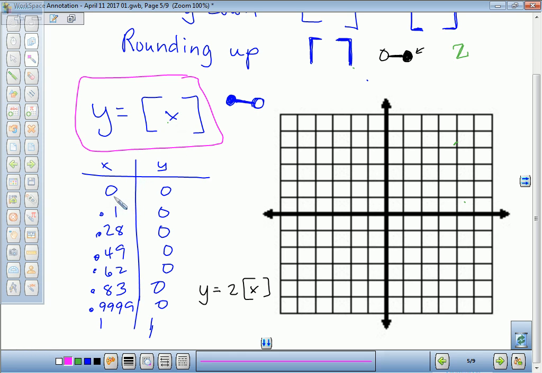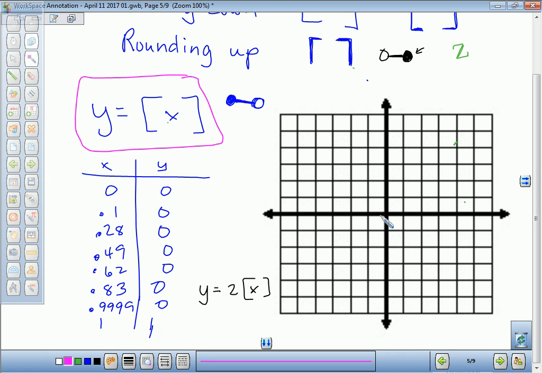So, 0, what is the closest integer to 0? Oh, 0 is an integer, so it would be 0. So if this were rounding down and I plugged in 0.1, 0. If I plugged in 0.28, 0. If I plugged in 0.49, it would round down to 0. So all the x values, even 0.99999999, would round down to 0. But when I got to 1, it would be 1.